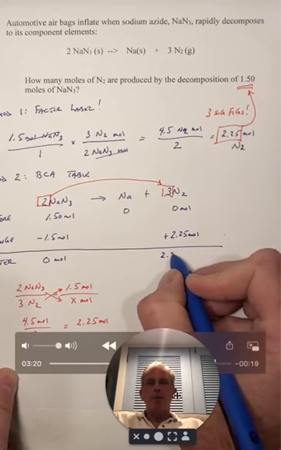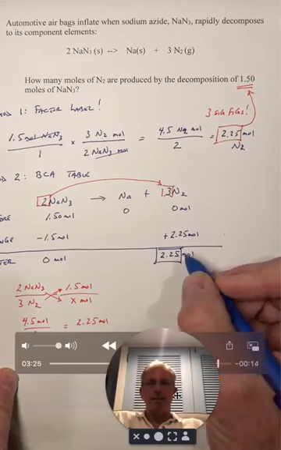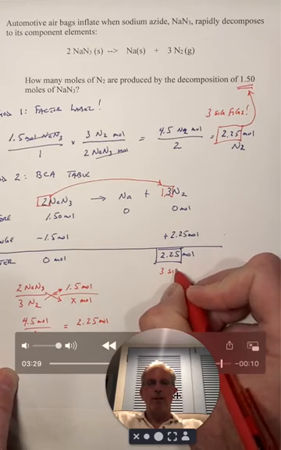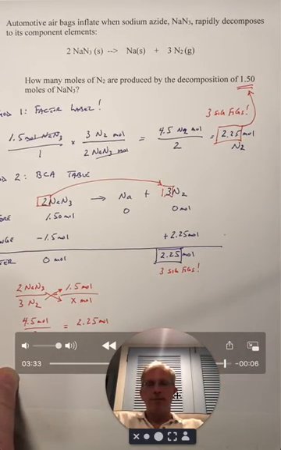So I know I started with 0. I had a positive change because I'm making these things. And then I wind up after the reaction is over with 2.25 moles. And again, I report it to 3 significant figures.